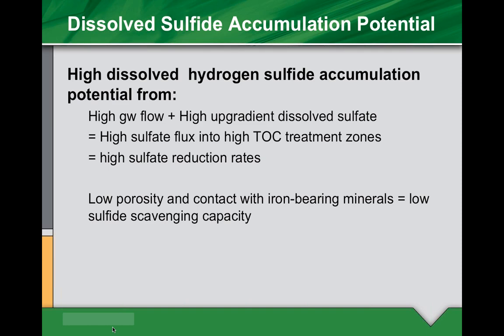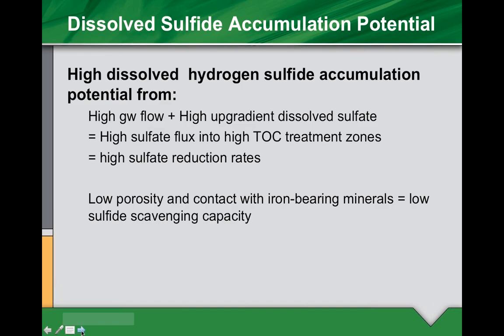A little more insight is provided here on the potential for hydrogen sulfide accumulation at Site 2. We're seeing hydrogen sulfide for several reasons. We have a very high groundwater flow velocity in this fractured bedrock, and we have higher background concentrations of sulfate, again at 1,000 milligrams per liter. Both of those parameters yield a high flux of sulfate into the vegetable oil treatment zone, which is stimulating rapid rates of microbial sulfate reduction and hydrogen sulfide generation.